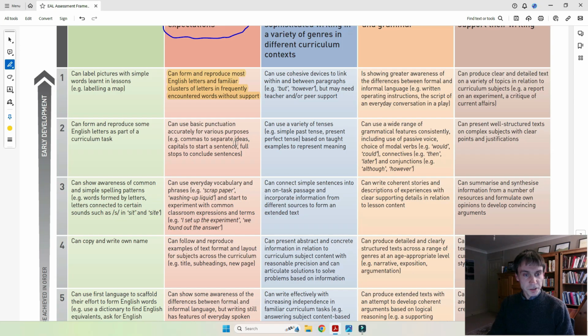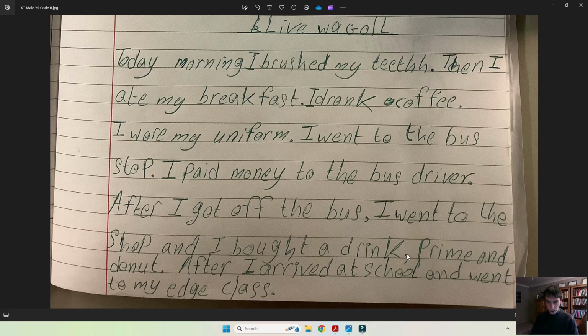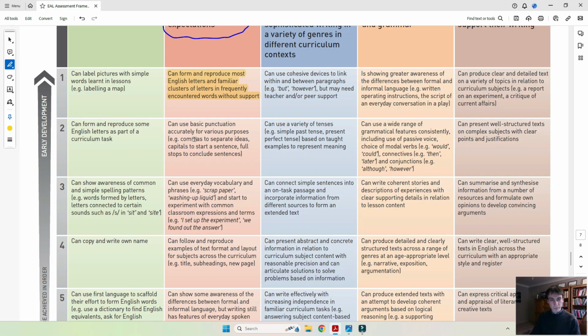Number 2. Can use basic punctuation accurately for various purposes. For example, commas to separate ideas, capitals to start a sentence, full stops to conclude sentences. Well, let's have a look if we've got full stops and commas. And the answer to that question is yes, we do. We've got one here, one here, one here, and we've also got some commas in here as well. So it is looking like, based on this one sample, that the punctuation is used. Certainly on the basis of the sample, it is looking rather good. So we are going to mark this as fulfilled.